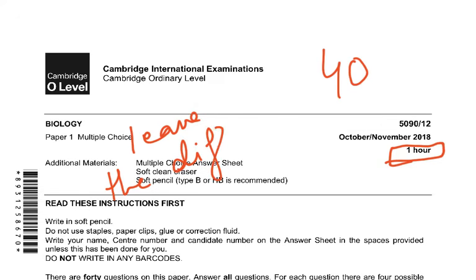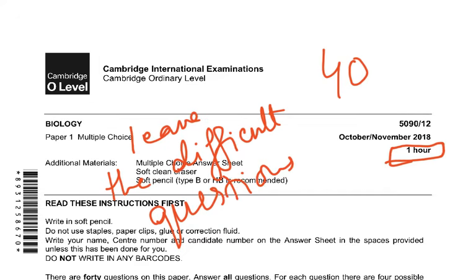Leave the difficult questions. Questions that are difficult for one person may not be very difficult for another, because maybe that chapter is not very clear to you and that MCQ is a little tough. So you just leave the difficult questions, try to finish all the questions, and then you come back to the ones which you have left.